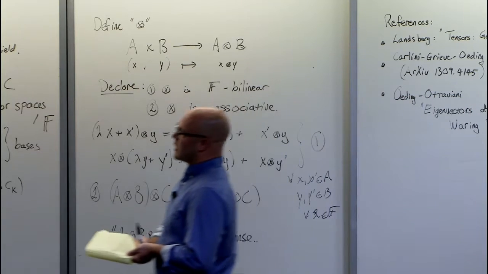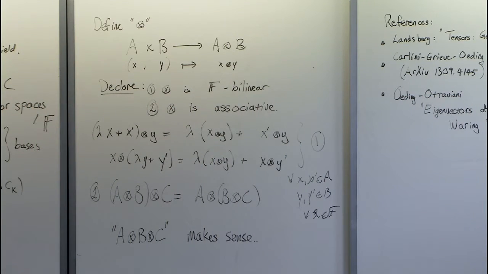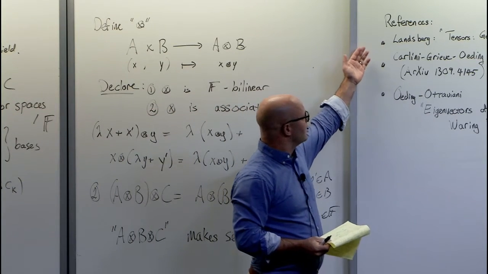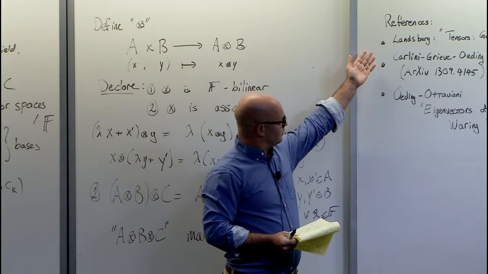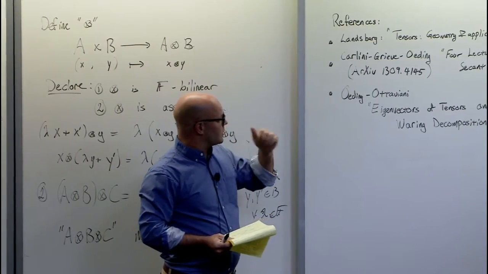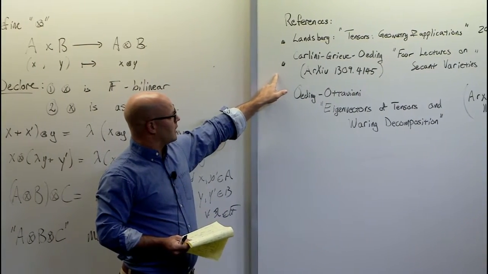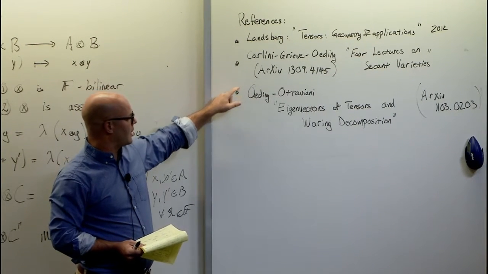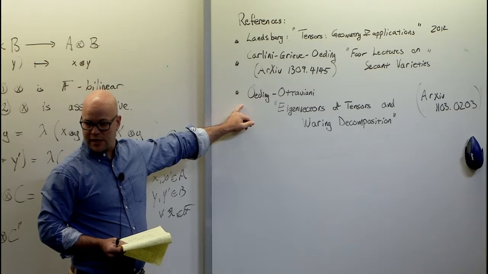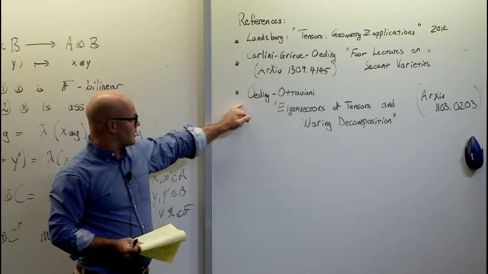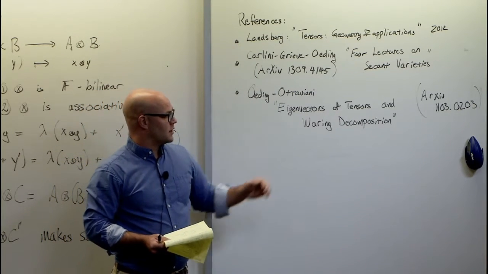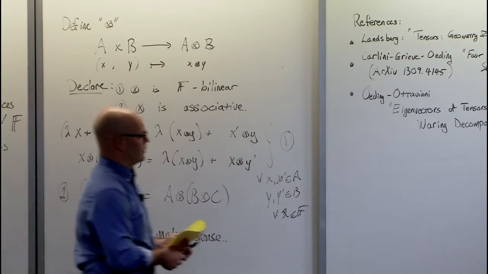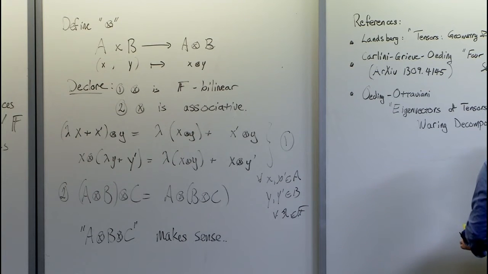Okay, so the outline for the lecture today is tensor basics. These are a couple of the tensor basics. If you're interested in some references, I recommend the new book of Professor Landsberg. There's also an article that was just published recently by Carlini, Grieve, and myself, Four Lectures on Secant Varieties. You have the arXiv identifier here, and then for the second lecture, I have a reference of myself and Ottaviani, Eigenvectors of Tensors and Waring Decomposition. Those references are in your notes.